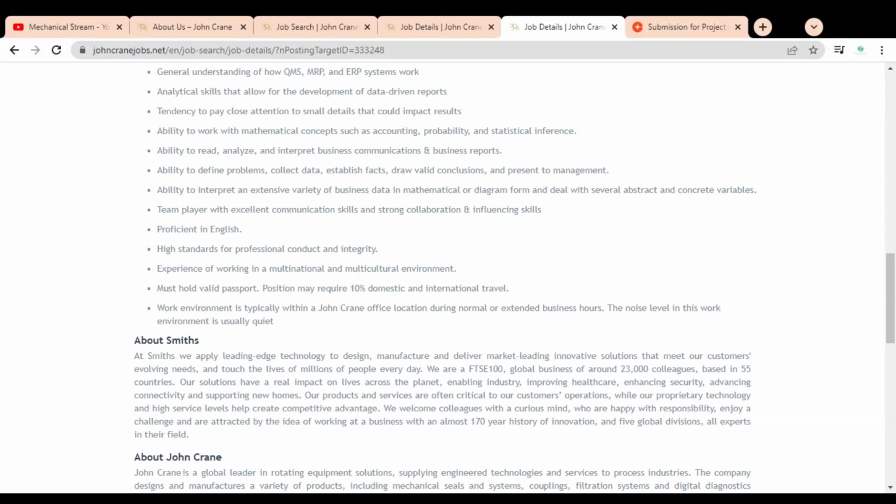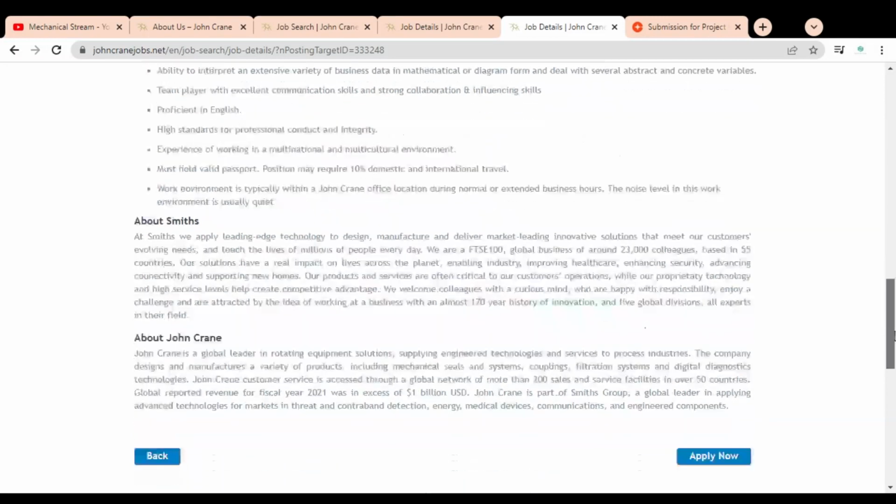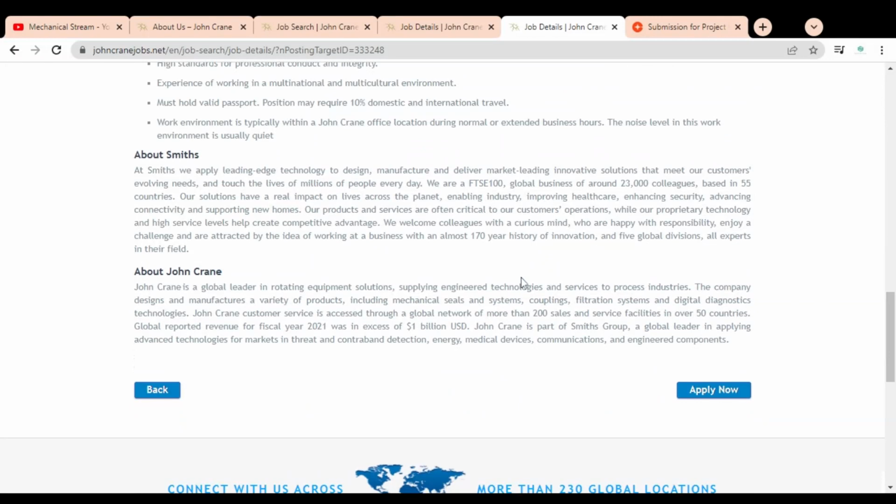You have to work in an environment typically at a John Crane office location during normal or extended business hours. The noise level in this work environment is usually quiet. So friend, below you can also see information about the John Crane company, so you can check.